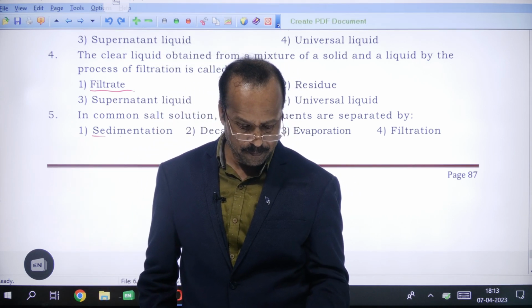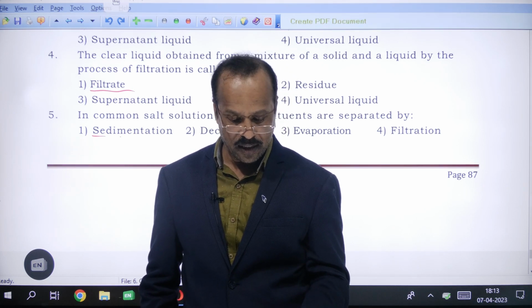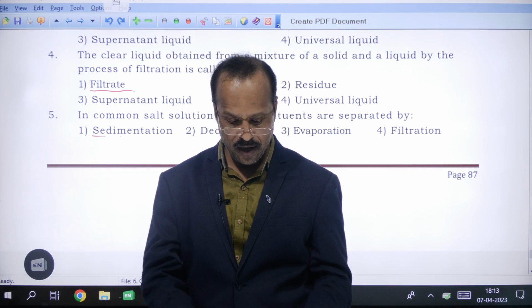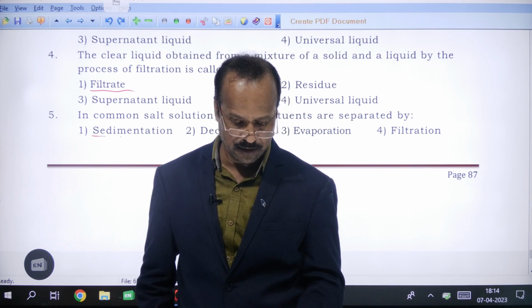Water containing sand can be separated by the method of sedimentation and decantation. The principle behind the sedimentation and decantation technique is that one of the components is heavier than the liquid and is insoluble. Correct, that is it. So the first option is the right answer.